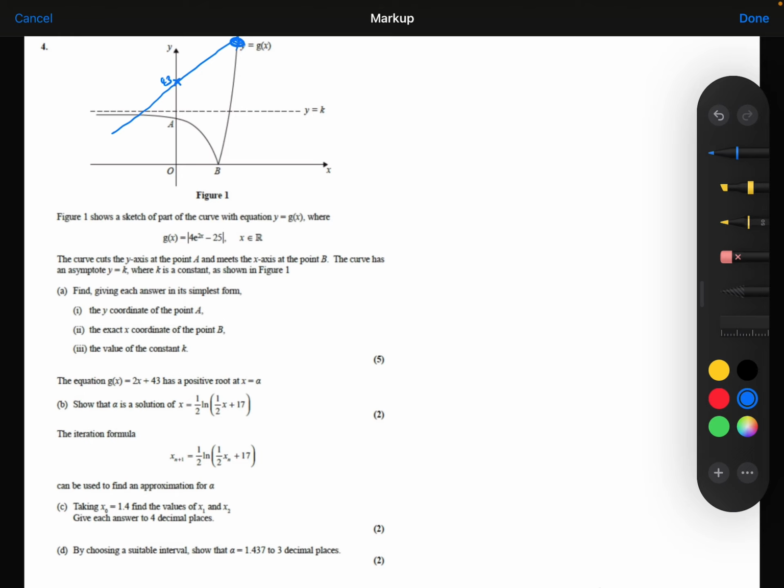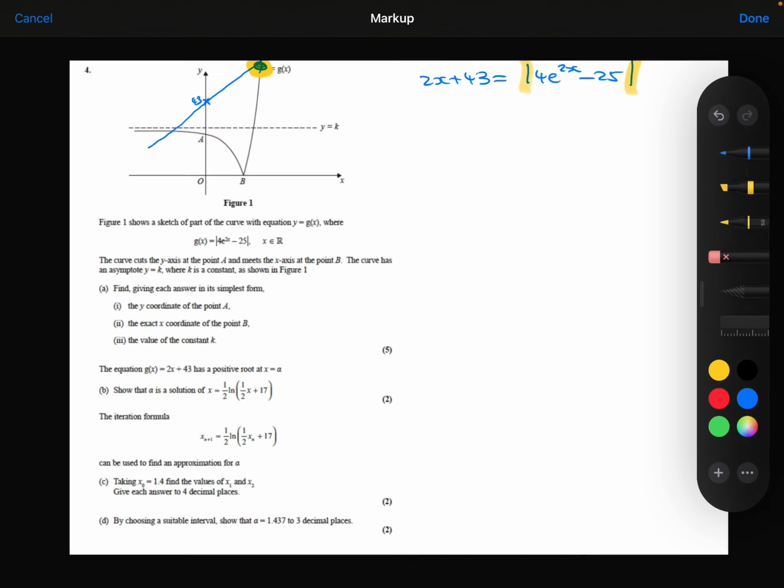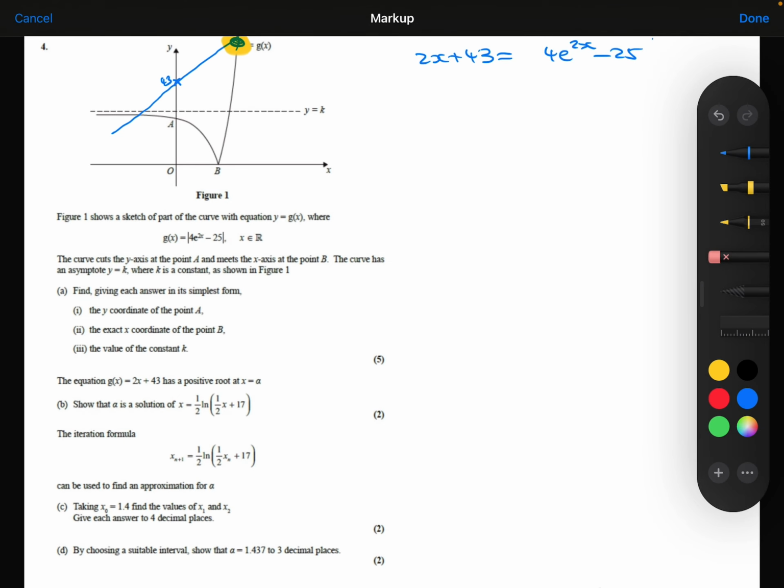Now, simultaneous equations for where these two graphs intersect. So 2x plus 43 equals the modulus of 4e to the 2x minus 25. Now, at this point here, at the positive root, we know that this modulus had no effect whatsoever because it's the positive root. So we don't need to worry about the modulus signs at all.